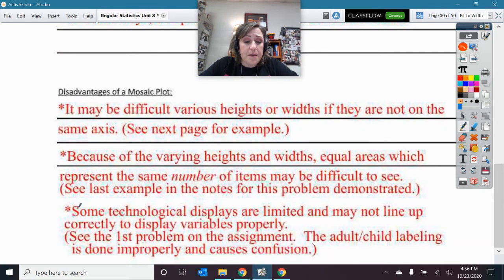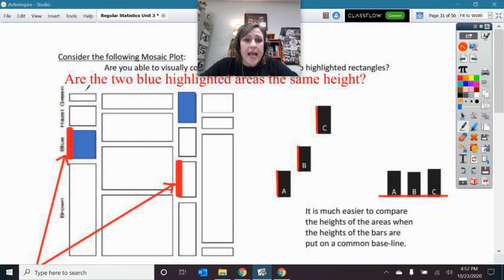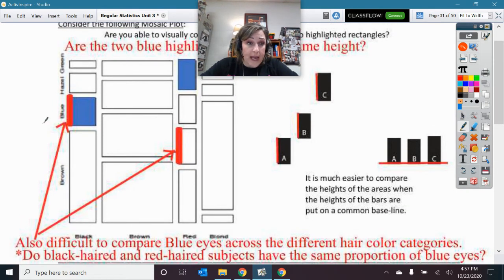And finally, some technological displays are limited and they may not line up correctly. We'll see that on the first problem in the assignment that we look at. All right, so let's look at examples of some of these things that are difficult to tell. Here we go. It's hard to visualize these heights. For example, are these two blue highlighted areas the same height? I don't know. What about comparing the proportion of black-haired people that are blue-eyed and the proportion of red-haired people that are blue-eyed?